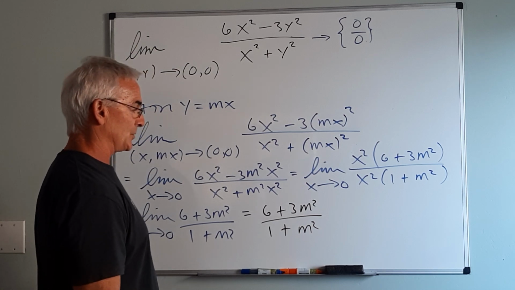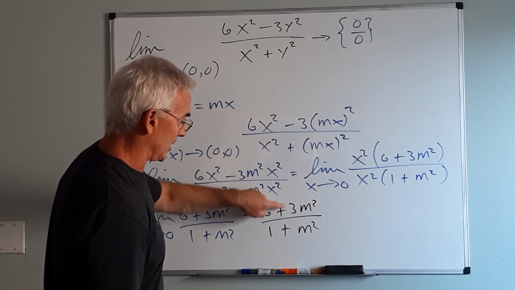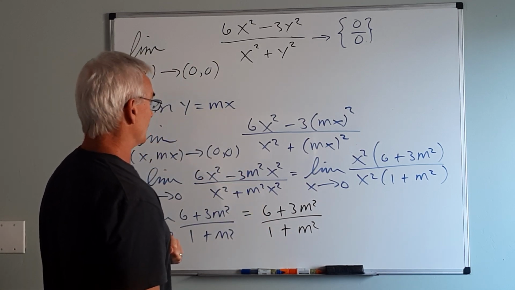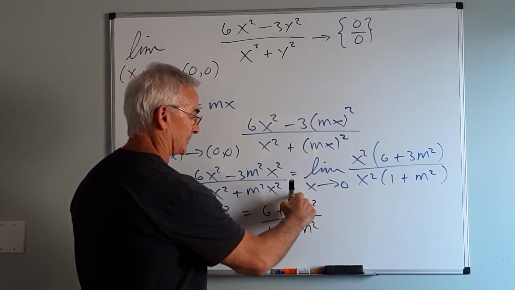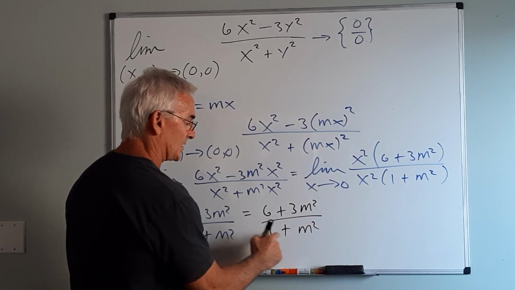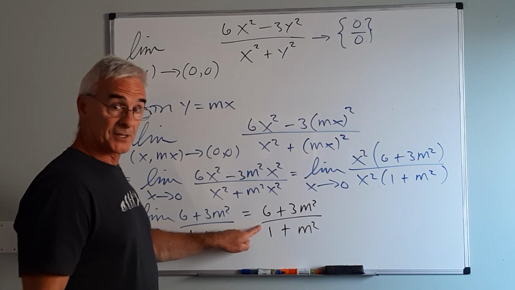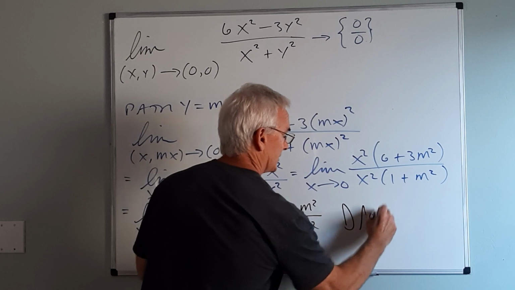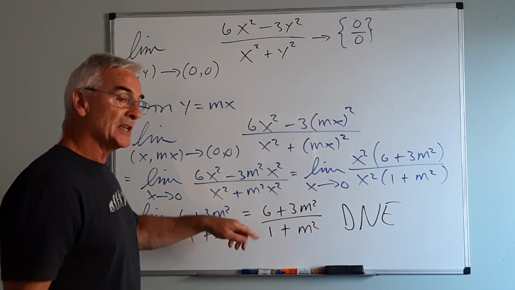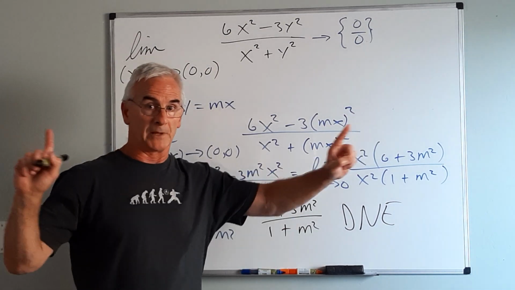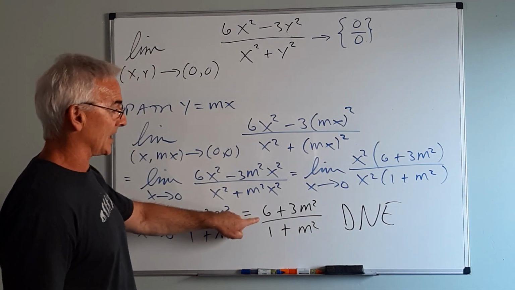For example, if I choose a slope of 1 along the line y equals x, this would be 9 over 2. But if I chose m equals 2 along the line y equals 2x, I'd get 6 plus 3 times 4, that'd be 18, over 1 plus 2 squared, that'd be 5. That would be a different limit. Every value of m gives us a different limit. Therefore, the overall limit does not exist. The reason? Different paths give different limits. Similar to Calc 1, where when we approach from left and right, we didn't get the same value. Now we're saying, I'm approaching from a different direction, and I got different answers.